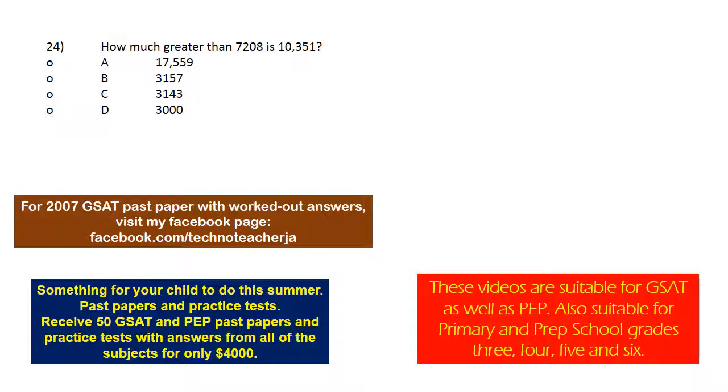This question asks, how much greater than 7,208 is 10,351? The choices are A, 17,559, B, 3,159, C, 3,157, and D, 3,000.